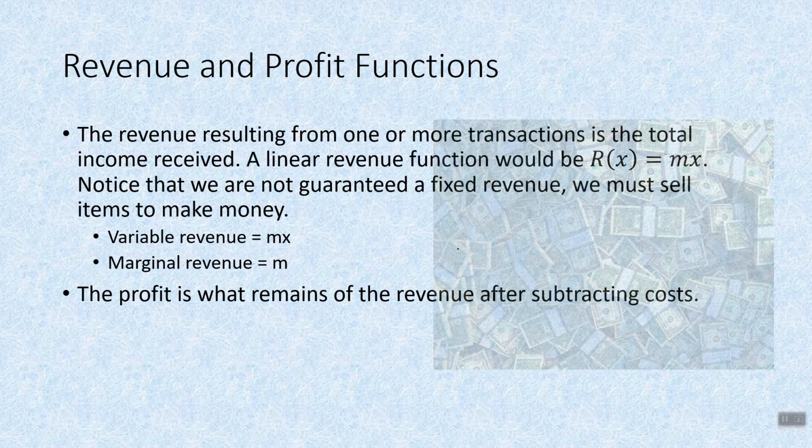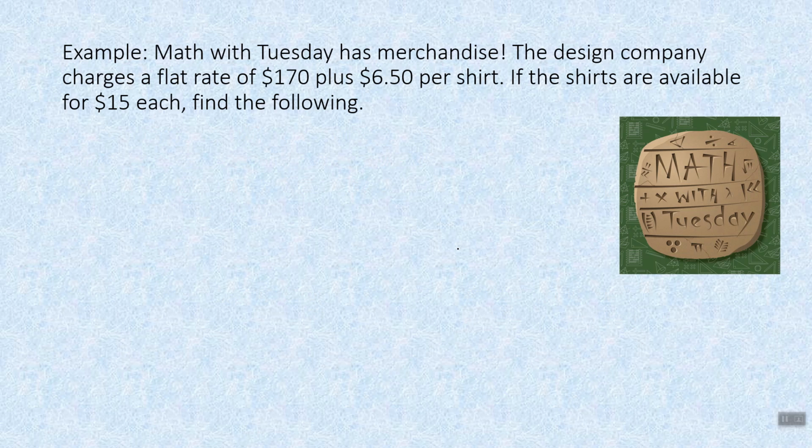The profit is what remains of the revenue after subtracting our costs. So the profit is equal to revenue minus cost. P equals R minus C. Profit equals revenue minus cost.